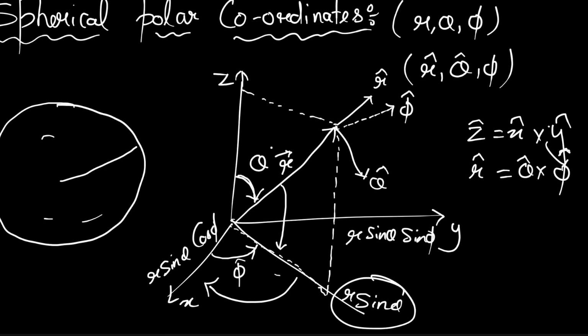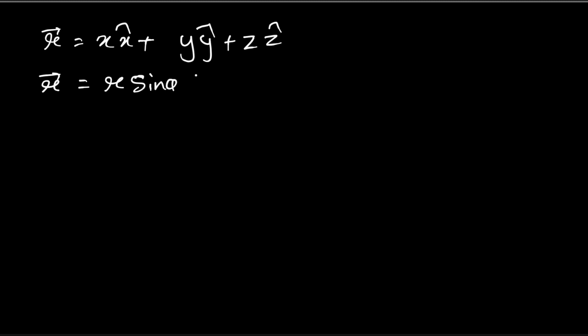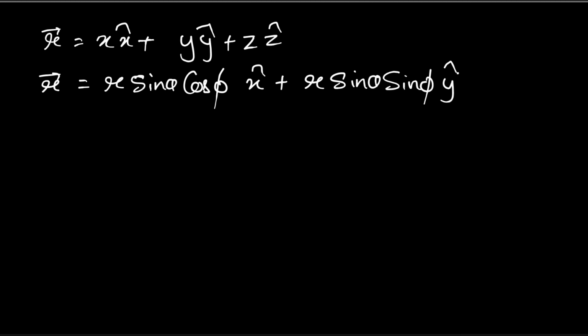Similarly, if you want to take the projection of r in the z direction, it is simply r cos theta. Then, if I write the r vector according to the Cartesian coordinates, we get r sin theta cos phi x cap, plus r sin theta sin phi y cap, plus r cos theta z cap.